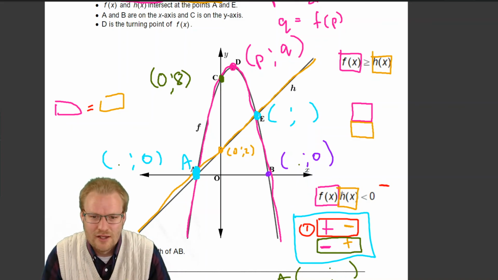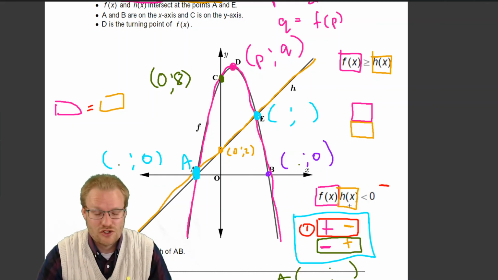It could be asked in a number of ways. Could it be f of x over h of x? When's that negative? Well, it's the same idea, because a positive over a negative is negative. So those are the ideas behind those questions.